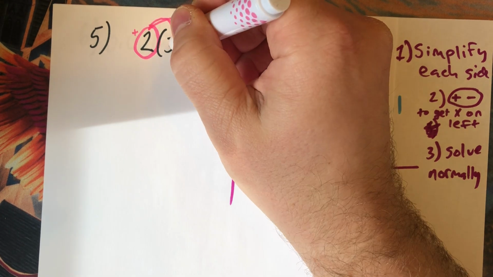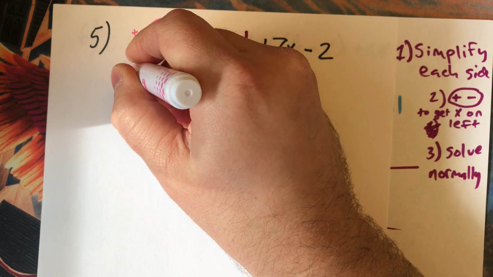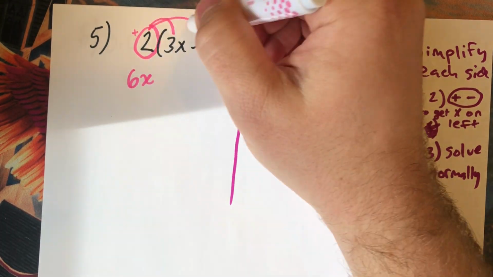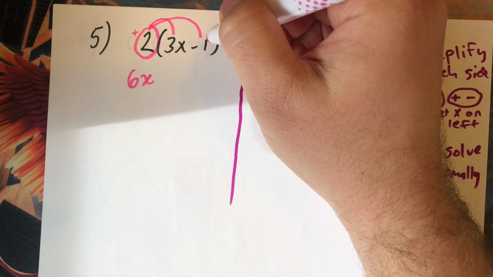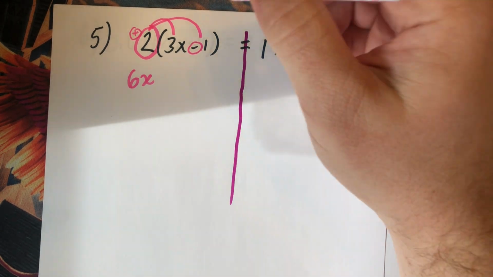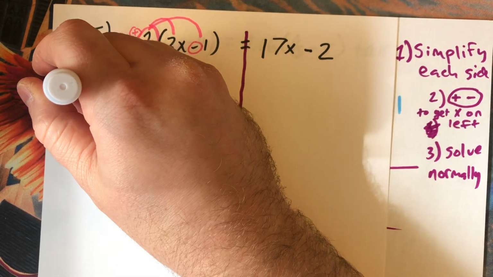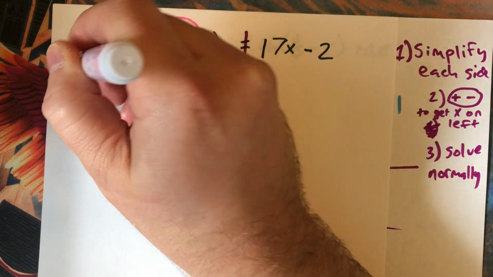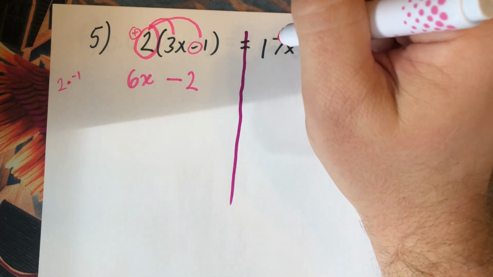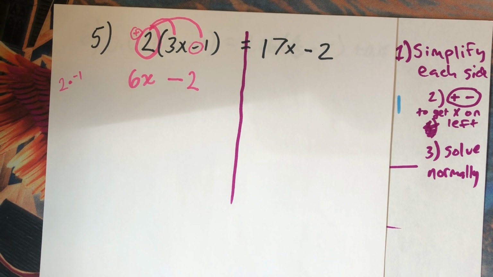So 2 times 3x, remember we just multiply the numbers, so 2 times 3 is 6, and the x comes with it. Then 2 times the 1, now we have to be careful. We have a positive 2 and a negative 1. What's a positive times a negative? And this is where if you're not sure, you could do 2 times negative 1 in your calculator, and it'll give us negative 2. So that's our left-hand side now. Our right-hand side is going to just be normal.